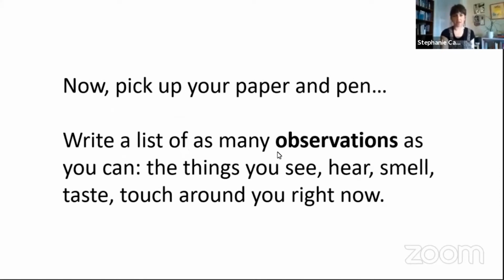Now, I want you to pick up your paper and your pencil, and I want you to make a big list. So I'm going to set a timer. What I want you to do is make a list of all the observations you can, relying on all 5 senses if you can. So write down things you see, hear, smell, taste, and touch that are right here in this world, this room, wherever you are. I'll tell you when to stop.